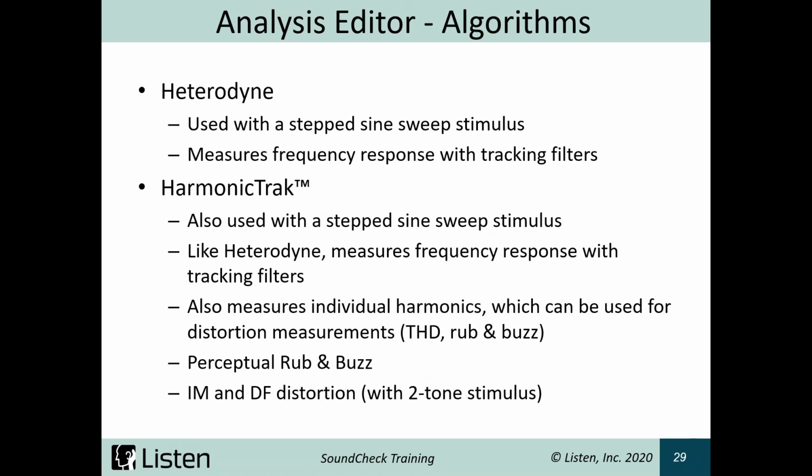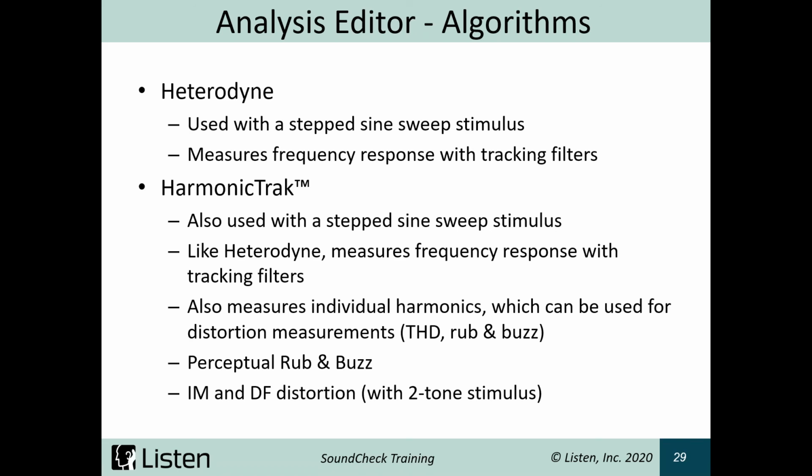Heterodyne is used with a step sine sweep stimulus. This will measure the frequency response with tracking filters. Harmonic track is very similar because it will use a step sine sweep stimulus, also measures frequency response with tracking filters, but the big difference between the two is that harmonic track also will measure individual harmonics. Because we're measuring the individual harmonics, we can then get distortion measurements out of this. We can get rub and buzz, we can get THD. This is also where perceptual rub and buzz and IM and DF distortion come into play.